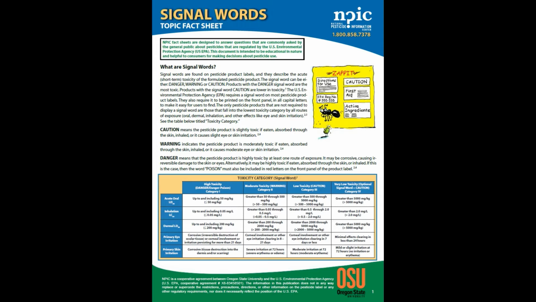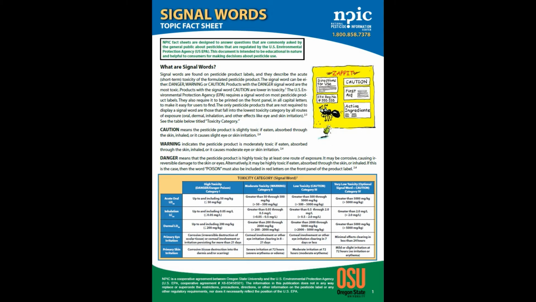Products with the signal word caution are lower in toxicity. The U.S. Environmental Protection Agency requires a signal word on most pesticide product labels. They also require it to be printed on the front panel in all capital letters to make it easy for users to find. The only pesticide products that are not required to display a signal word are those that fall into the lowest toxicity category by all routes of exposure, those being oral, dermal, inhalation, and other effects like eye and skin irritation.